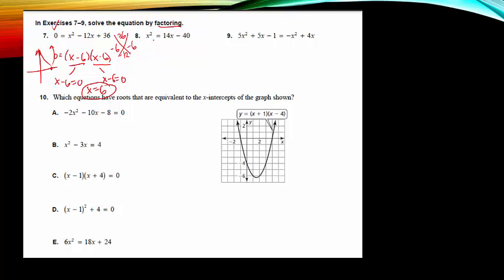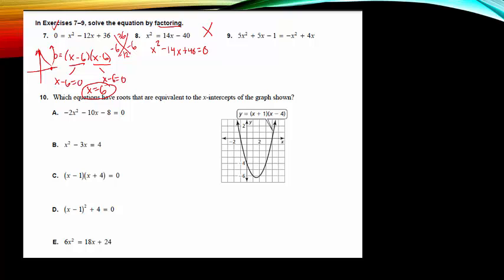All right, number 8, we are not ready to go with our factoring because we do not have our quadratic equal to 0. So I like to keep my x squared positive. I will subtract over the 14x and add over the 40, and that should equal 0. So now I'm ready to go ahead and begin my factoring.